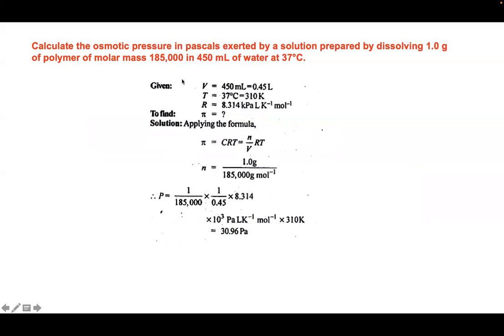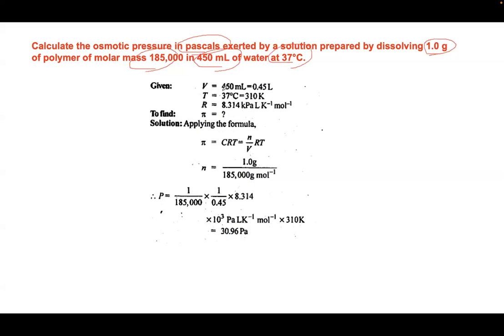Now let's take a look at another simple question, which is based on osmotic pressure. The question asks that osmotic pressure is to be calculated in pascals. This is very important: whenever the question specifically asks for some unit, you always have to calculate it in that unit only. They have given the mass of the solute added, the molar mass of the solute, the volume of water, and the temperature. Everything is given to you. This is a very direct question.